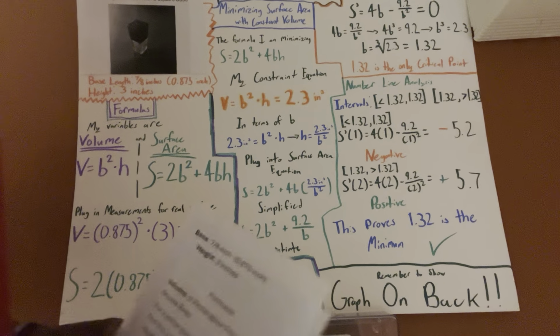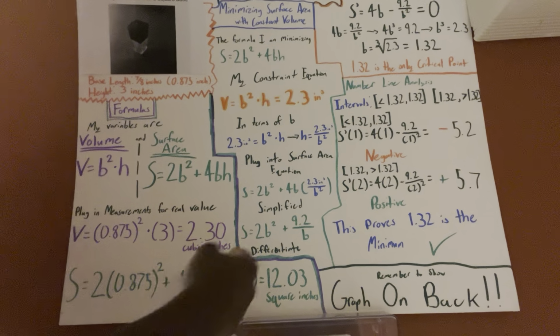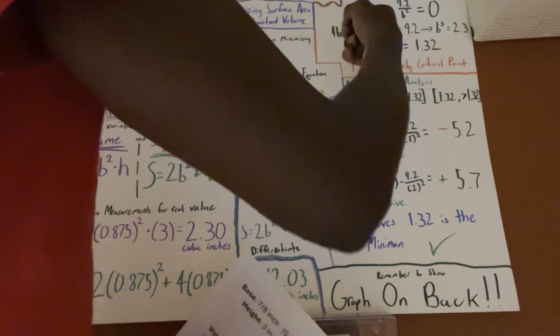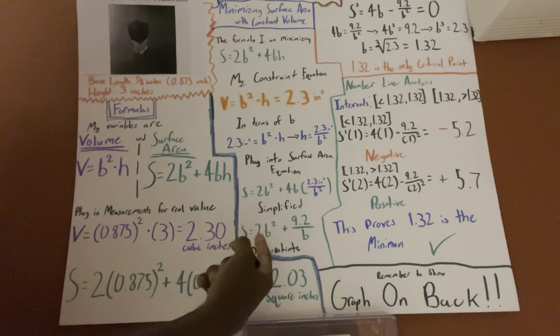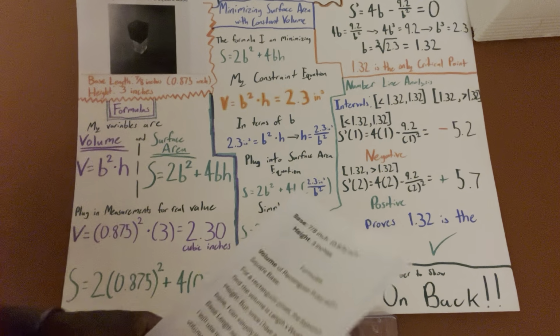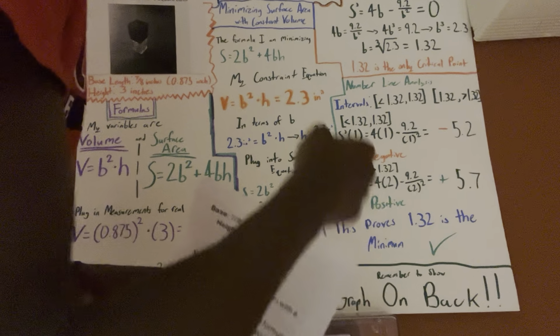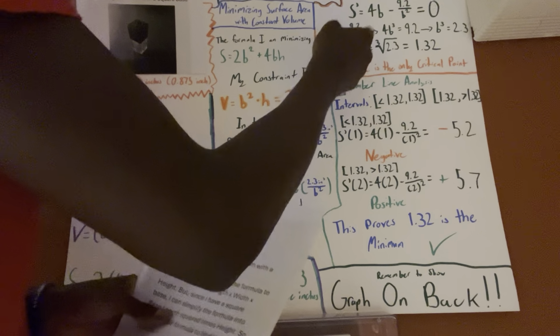Now we're looking for the critical points. To do that, first we have to differentiate the equation I just came up with. So I differentiated it. I used the power rule to get 4 base length minus 9.2 over base length squared. I made it equal 0 so I can find the critical points. Now I'm trying to get the base length by itself. So first I added 9.2 over base length squared to both sides. So now 4b equals 9.2 over b squared.